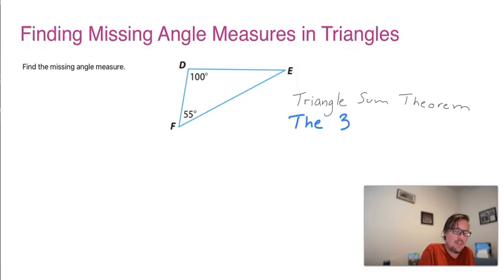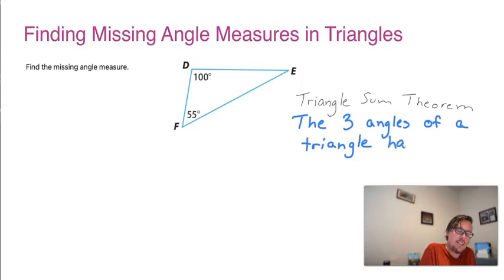the three angles of a triangle have a sum of 180 degrees.